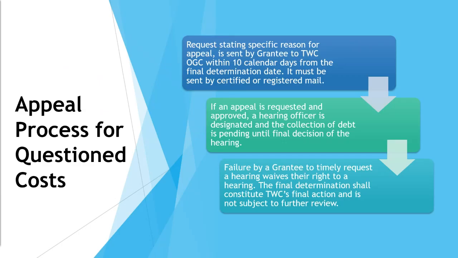Next slide, please. The appeal process for question costs, they have to request stating a specific reason for appeal. This is sent by the grantee to TWC Office of General Counsel within 10 calendar days from the final determination date, and it must be sent by certified or registered mail. If an appeal is requested and approved, a hearing officer is designated and the collection of the debt is pending until final decision of the hearing. Failure by the grantee to timely request a hearing waives their right to a hearing, and the final determination shall constitute TWC's final action and is not subject to further review.